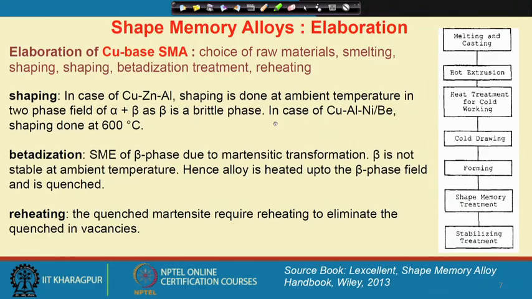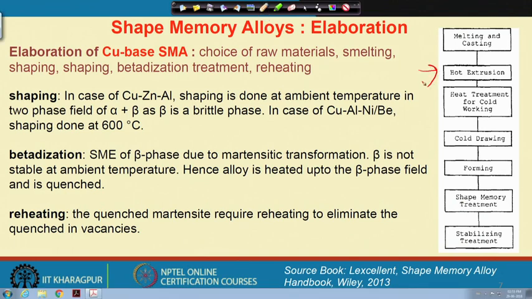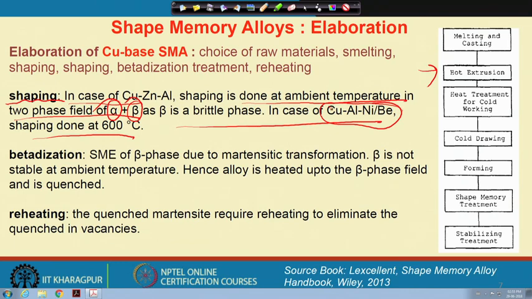So, the second process is basically the shaping. Shaping means that it could be a wire, extrusion, and so on, the particular shape we want to achieve. In that case, shaping is done at ambient temperature in the two phase field. As I said, for shaping you need some malleability of the alloy, and beta phase is a very brittle phase, and therefore we need the help of alpha phase. Usually shaping is done at a temperature of 600 degrees centigrade in case of copper, aluminum, nickel or beryllium systems.